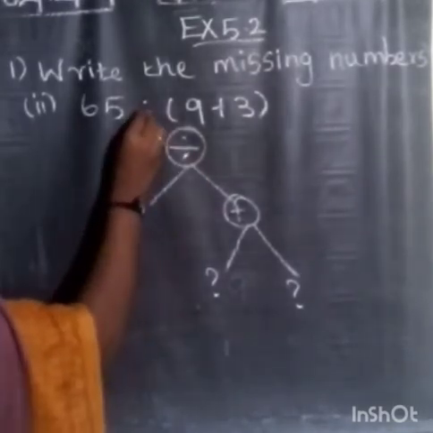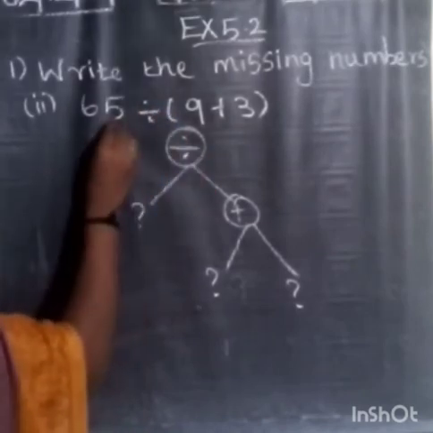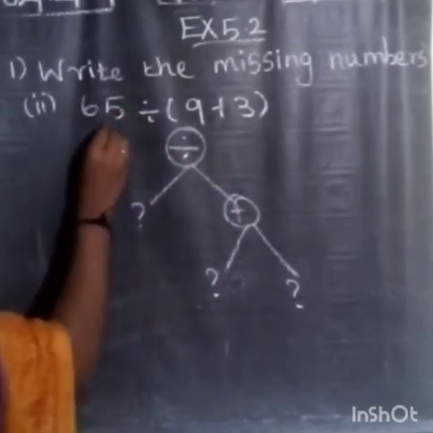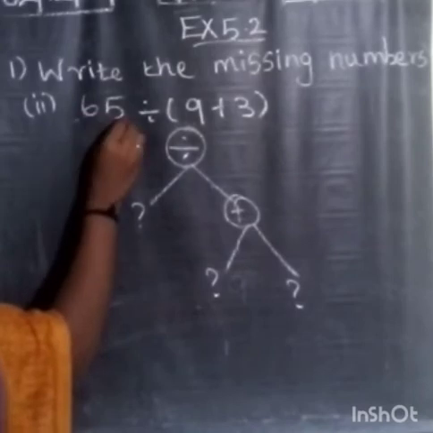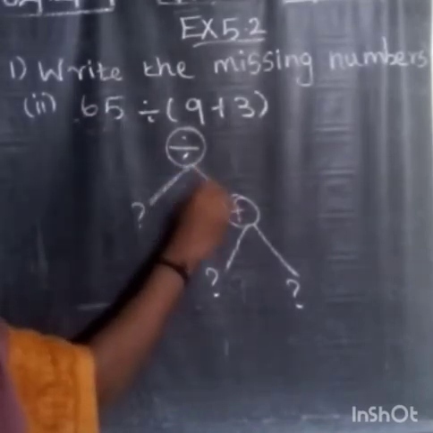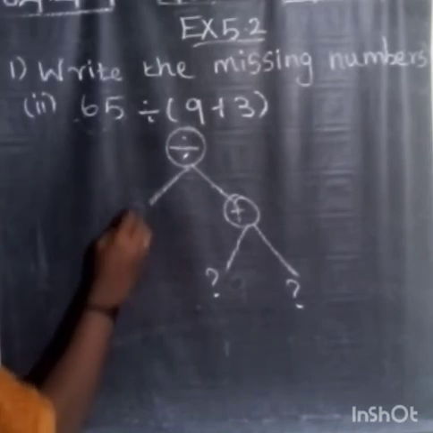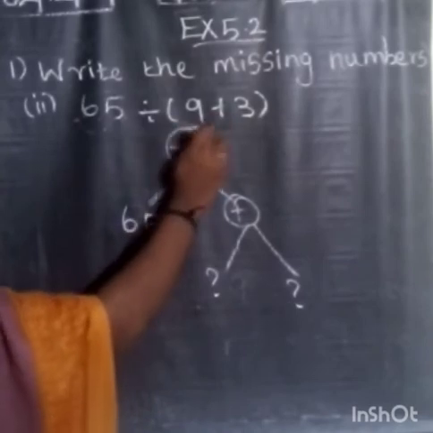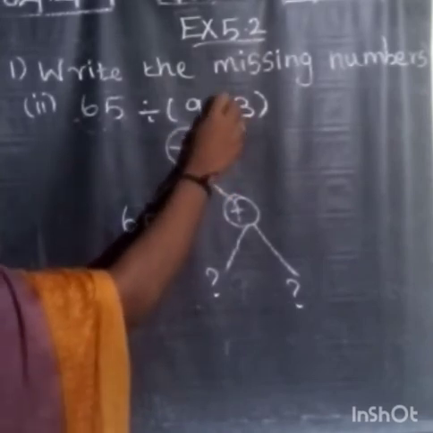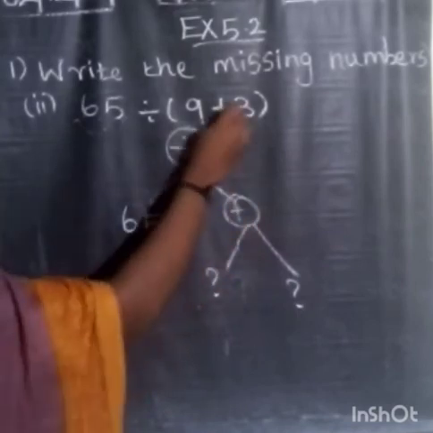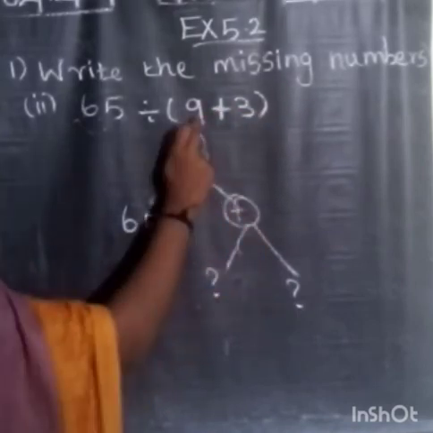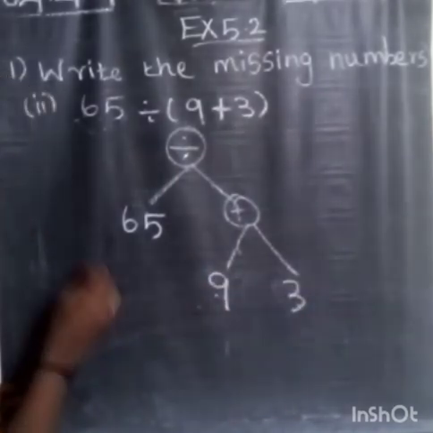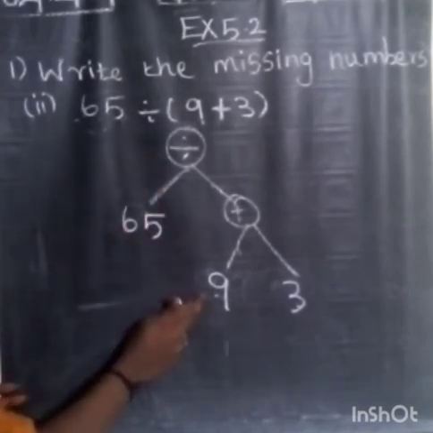First put division, which splits into two expressions. Here this is 65, with no more operations, so write 65. Then taking the other expression, 9 plus 3, one more operation, addition, splits into two branches, 9 and 3. So the missing numbers are 65, 9 and 3.